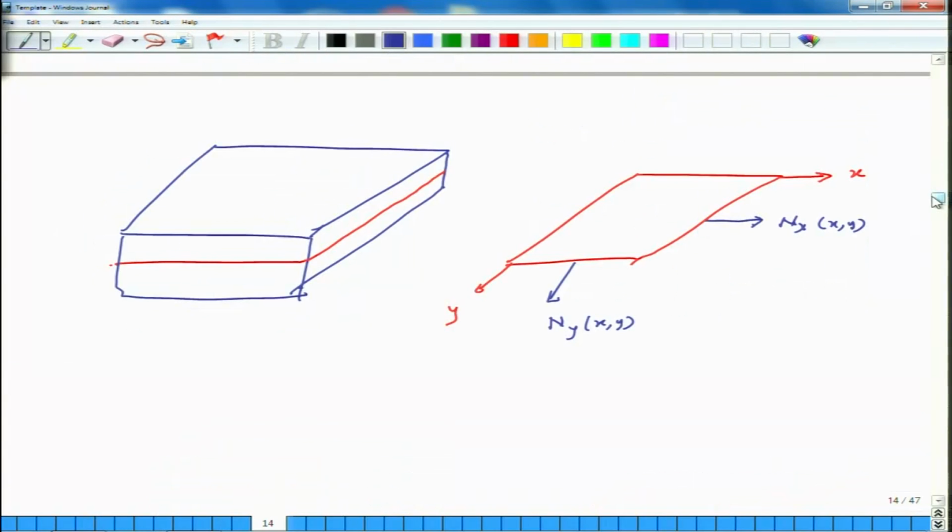And what is Nxy? Nxy is this thing. So, this is Nxy and this is Nyx, and because tau xy is equal to tau yx, Nxy equals Nyx. So, Nx, Ny, Nxy are force resultants.